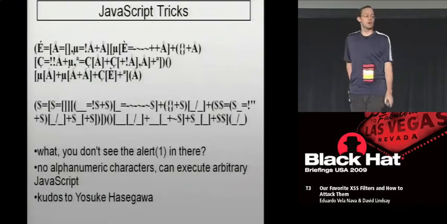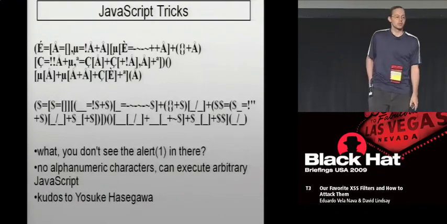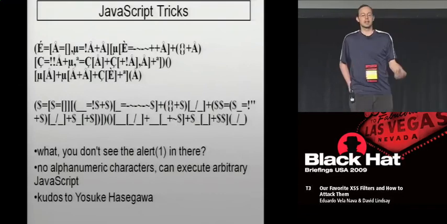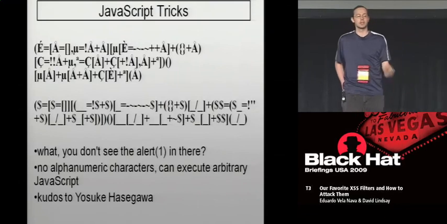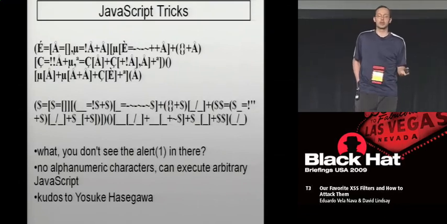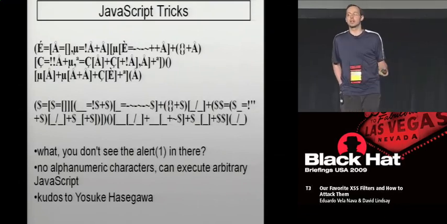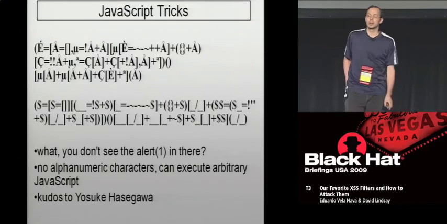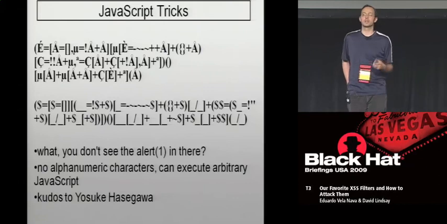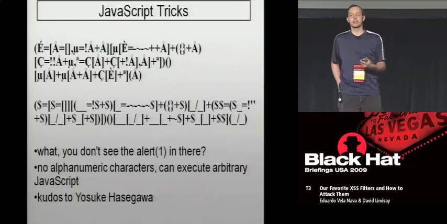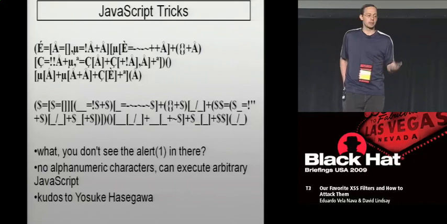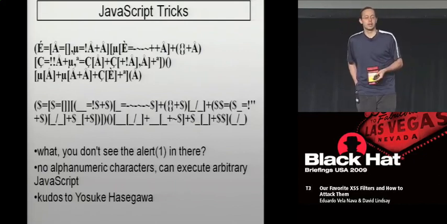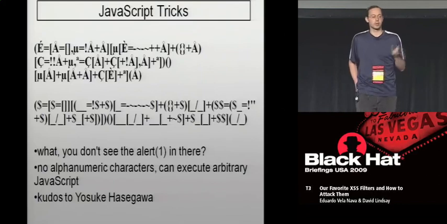Okay, so a couple months ago, Yosuke Hasagawa, I apologize if I slaughtered his name, he posted on the Slackers forum this really interesting way of executing JavaScript that didn't include any of your standard alphanumeric characters. And that spurred this little mini contest in the forums on who could come up with the shortest version that didn't use alphanumerics, that still would execute something like alert 0 or alert 1 in this case. And so these were a couple of the entries that people submitted that were pretty short.